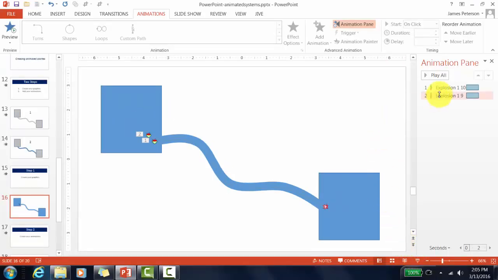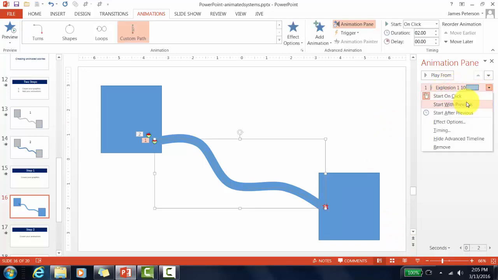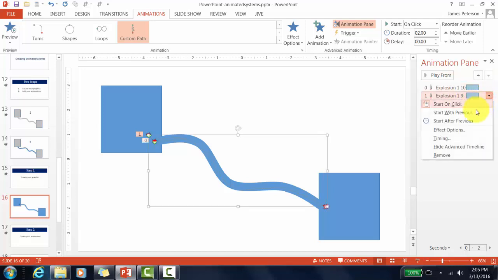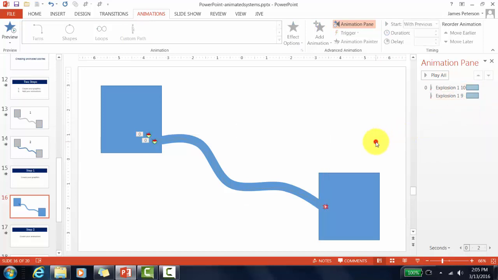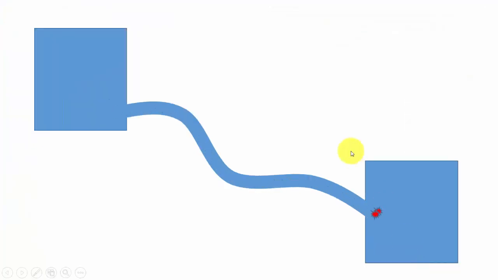Now what I want to do is I want this slide to start automatically. So I'm going to get this one. I'm going to click on Start with Previous, and I'm going to click on Start with Previous. Now as soon as this slide opens, the animations are going to start, and both items are going to start at exactly the same time. So let's see. So they're now both moving at the same time.